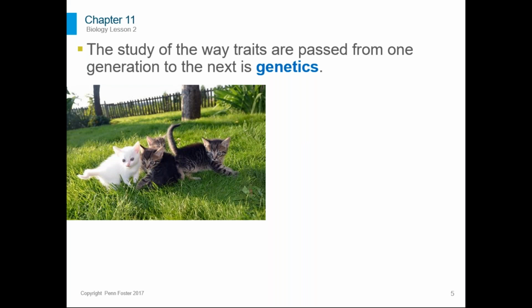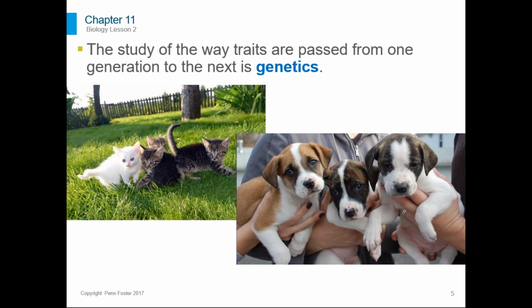Okay, so Chapter 11 again is Introduction to Genetics. All of an individual organism's DNA came from its parents, but each individual has a different combination of DNA from the two parents, which gives them different traits, such as these different colored kittens that came from the litter. And also this litter of different colored puppies, because they are too cute to leave out.